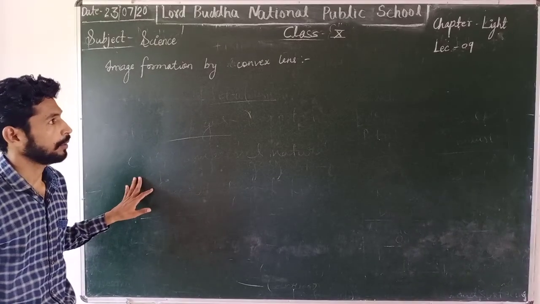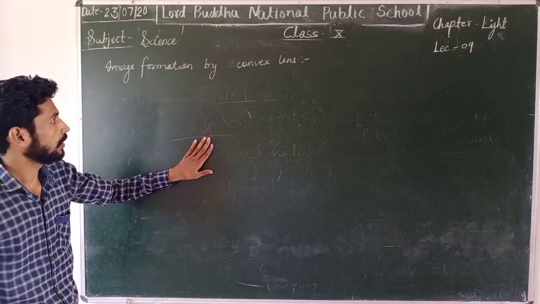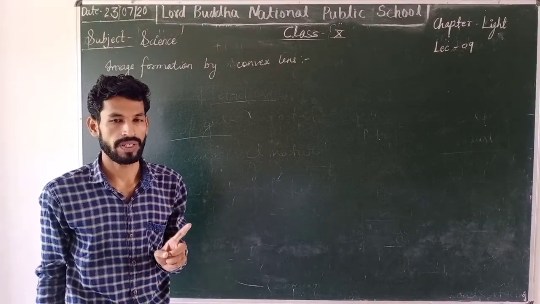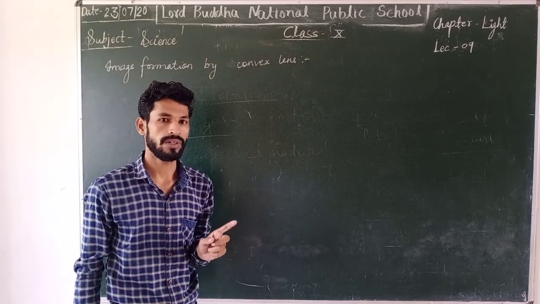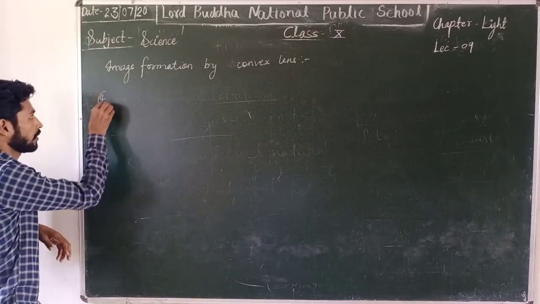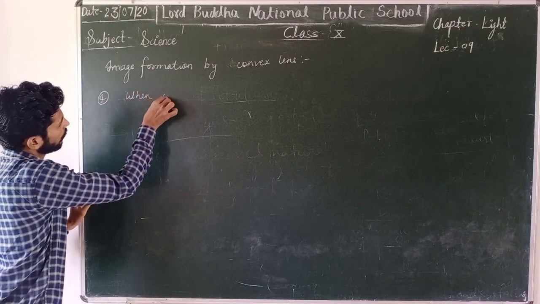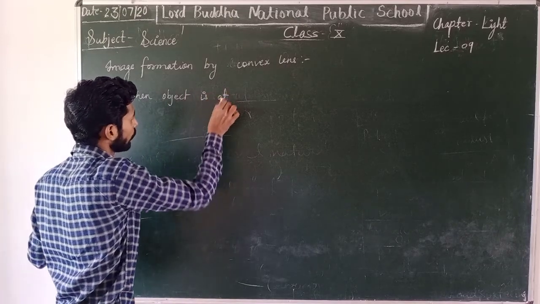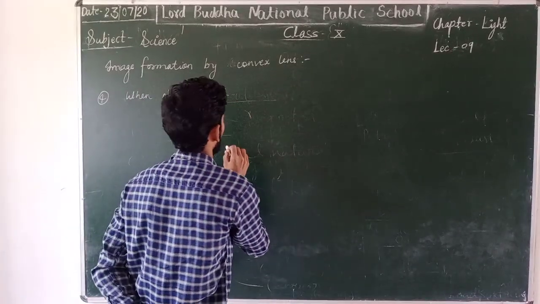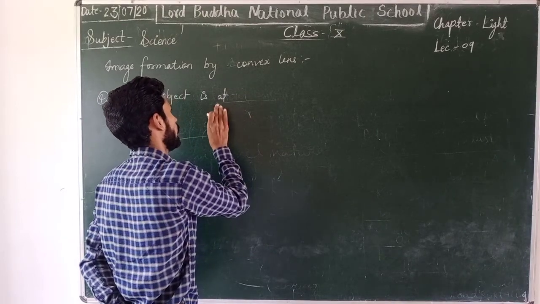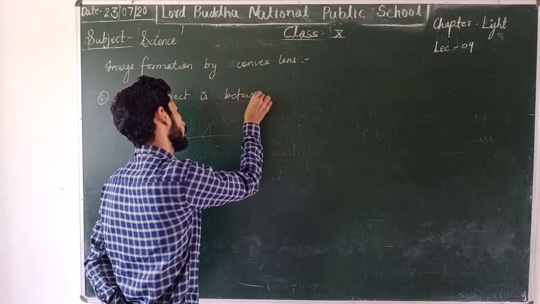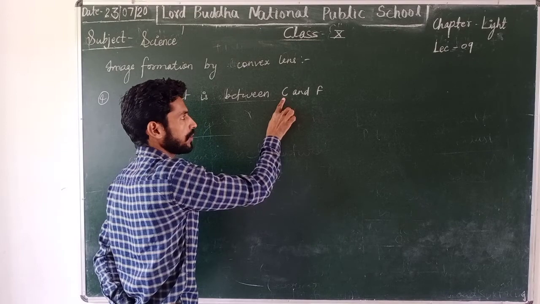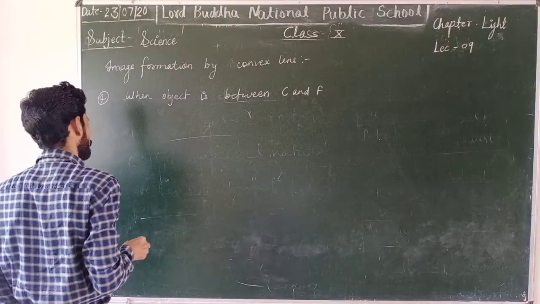Dear students, in the previous lecture we have already discussed the first three cases for image formation by a convex lens. Now in this video lecture we will start with case number 4, when the object is between C and F. C means center of curvature and F means focus of the lens.